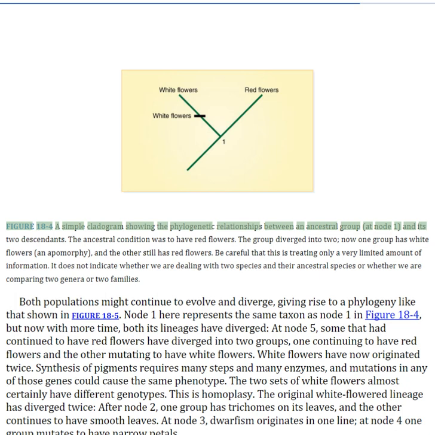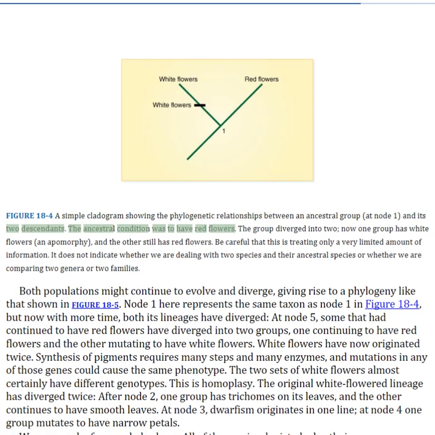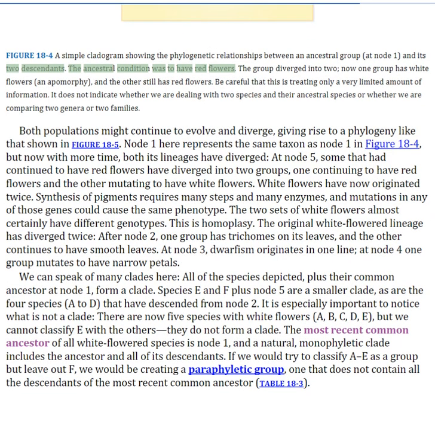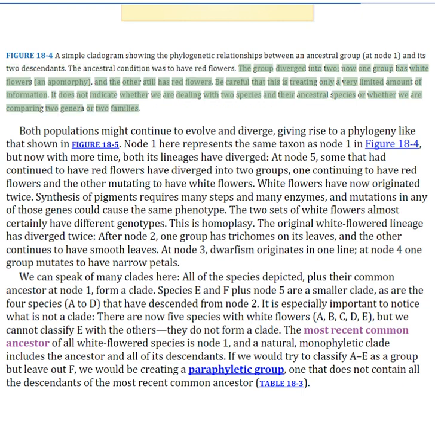Figure 18.4 is a simple cladogram showing the phylogenetic relationships between an ancestral group and its two descendants. The ancestral condition was to have red flowers. The group diverged into two. Now one group has white flowers, and the other still has red flowers. Be careful that this is treating only a very limited amount of information.